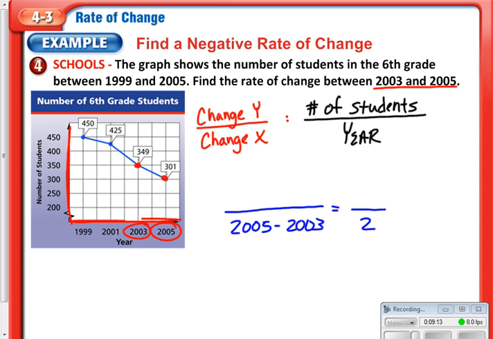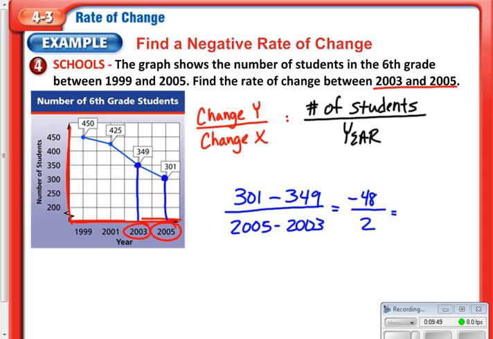You look at your 2005 data, and we come up and we have 301 students in 2005. Notice how they're above and below one another because they correlate with one another. They belong with one another. In 2003, we have 349. Now we're going to take it away because we want to find that change. And when we take 301 minus 349, we wind up with negative 48 on the top. So basically what that's telling us is we lost 48 students in 2 years.